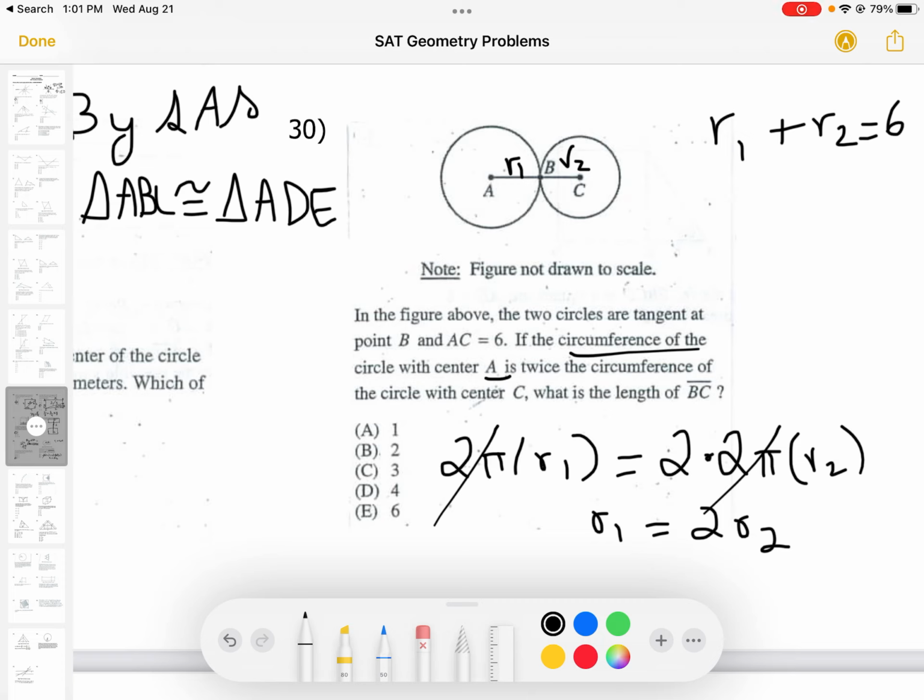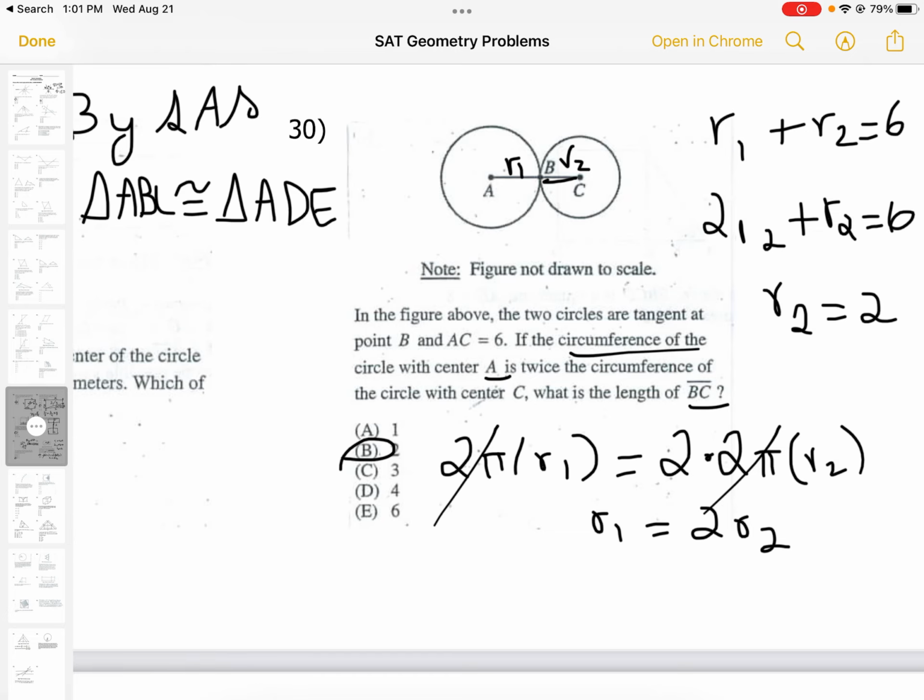We can substitute that back in. We get 2R2 plus R2 is equal to 6. And if we solve this equation, we get R2 is equal to 2. And we want the length of BC. Well, BC is just R2. So B is our answer.